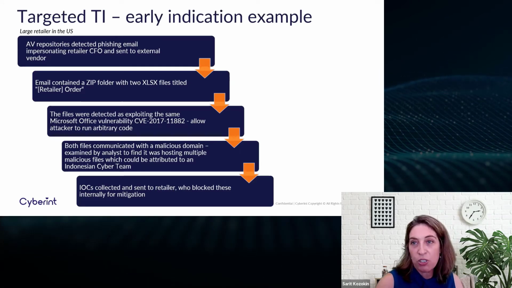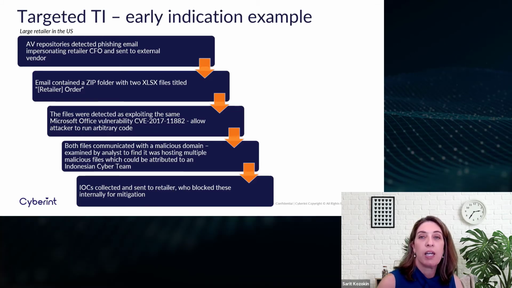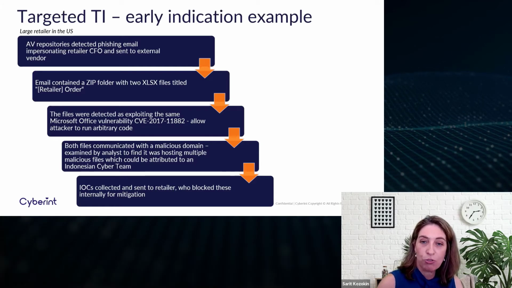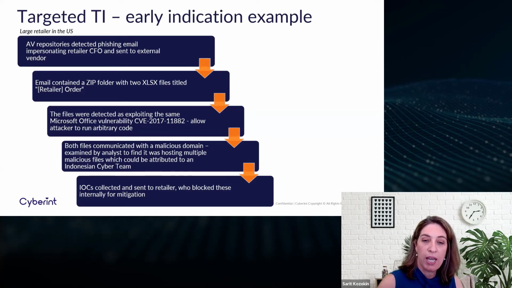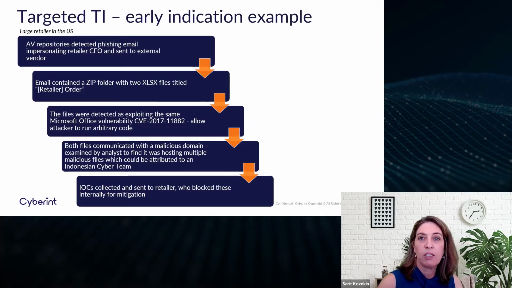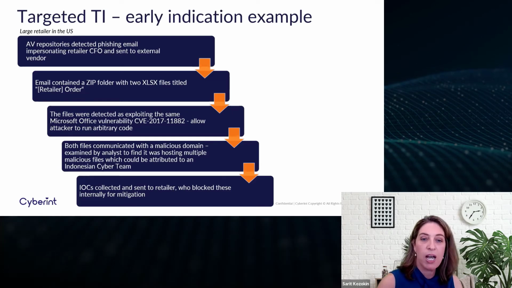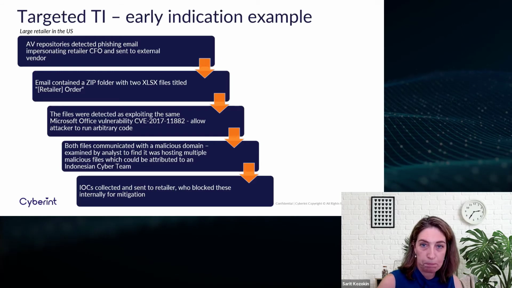Now, the remediation in this case, of course, is quite straightforward. We have the IOCs. This US retailer got from us, the bottom line, the IOCs that they need to work with, and they blocked internally based on those IOCs. They made the blockage on their side, and this way, this type of attack was mitigated.